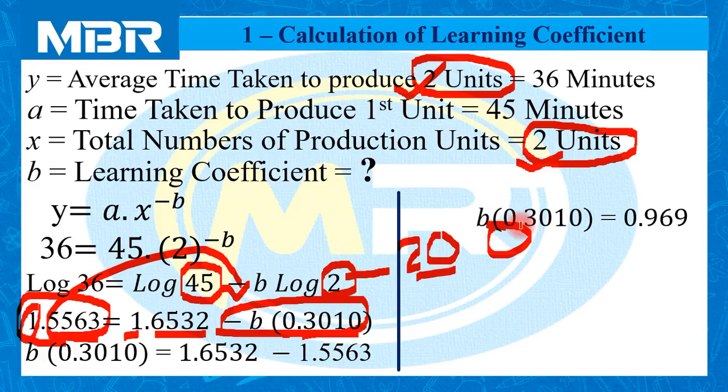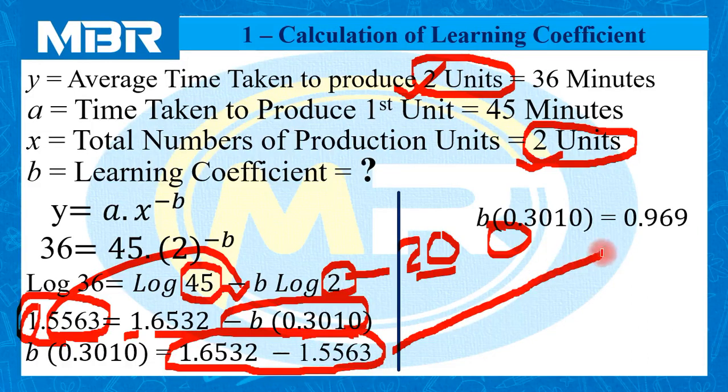Now b multiplied by 0.3010 is equal to 0.969. This 0.969 is nothing more than the difference of 1.6532 minus 1.5563. So it is 0.969.